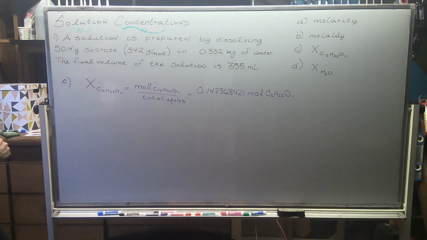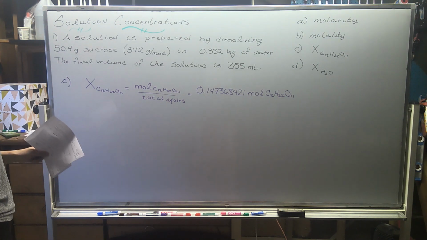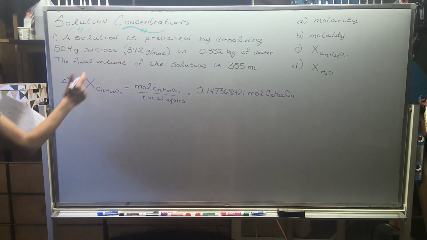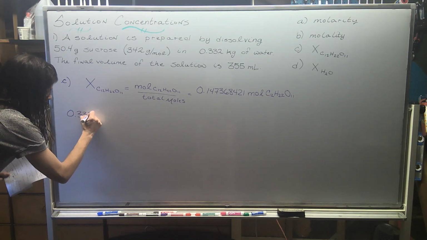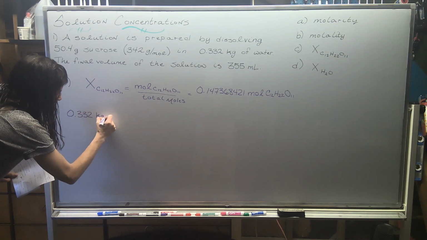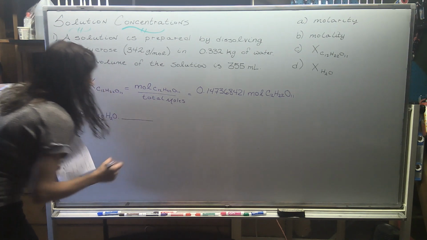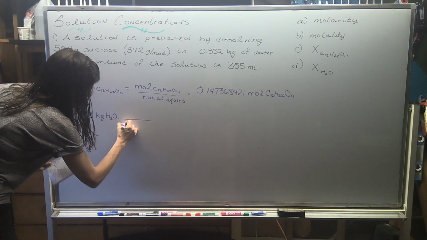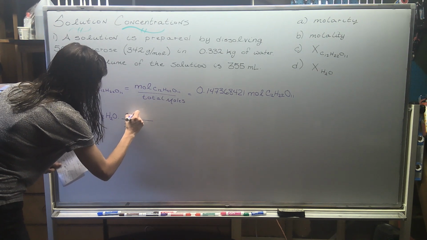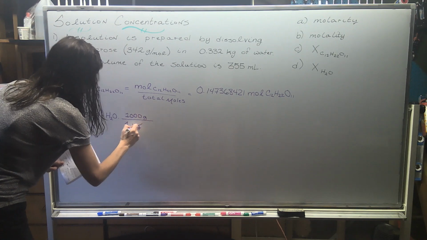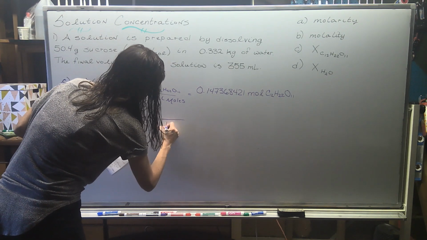We've never calculated the moles of water, and that needs to be done because that value needs to be part of the total moles here. So I'm going to grab the fact that we have 0.332 kilograms of water and turn it into grams. And then I want to get rid of the grams and turn that into moles.